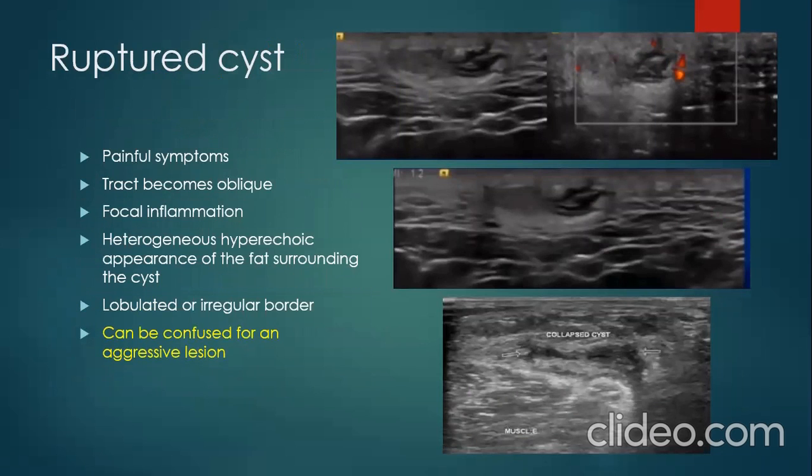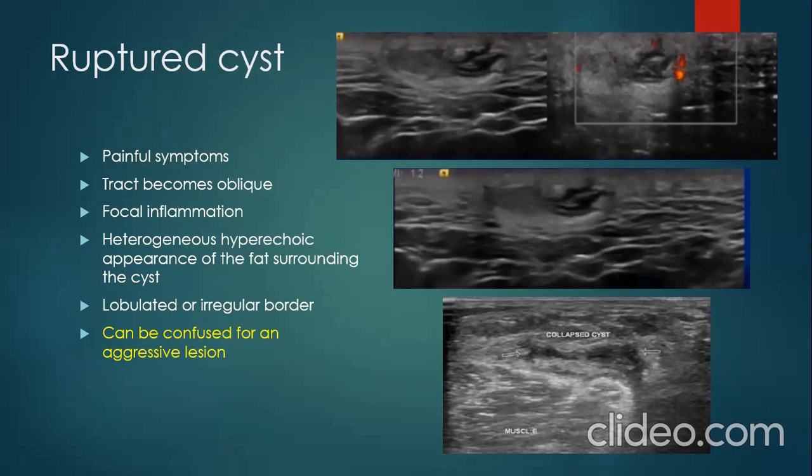It then becomes a bit complicated when this cyst ruptures. This tract that we're saying is not as easy as it seems to pick now becomes oblique. So it now becomes even more difficult to pick this tract. And usually, the patient presents with painful symptoms. And due to this rupture and the pain, we might get focal inflammation of the area around the cyst, as seen in these images, that there's inflammation around our ruptured cyst.